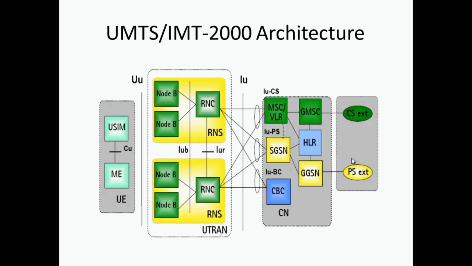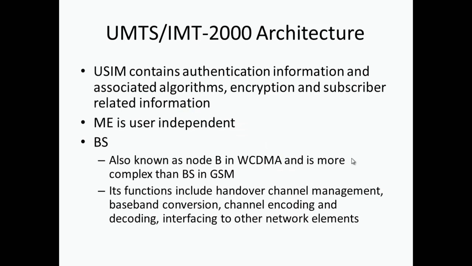Now we discuss each part in detail. Firstly, the USIM contains authentication information and associated encryption algorithms and subscriber related information. In the UE, the second part is the ME, that is user independent. Then we will switch to the Node B and RNC. Node B is the same as the BS in GSM. Its functions include handover, channel management, baseband conversion, channel encoding and decoding, and interfacing to the other network elements.